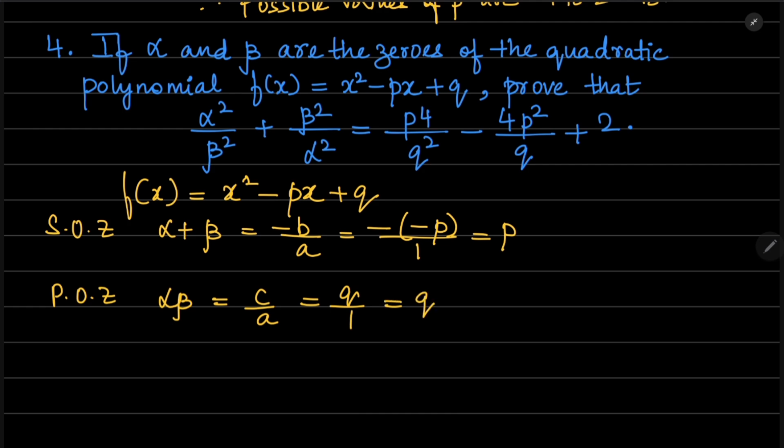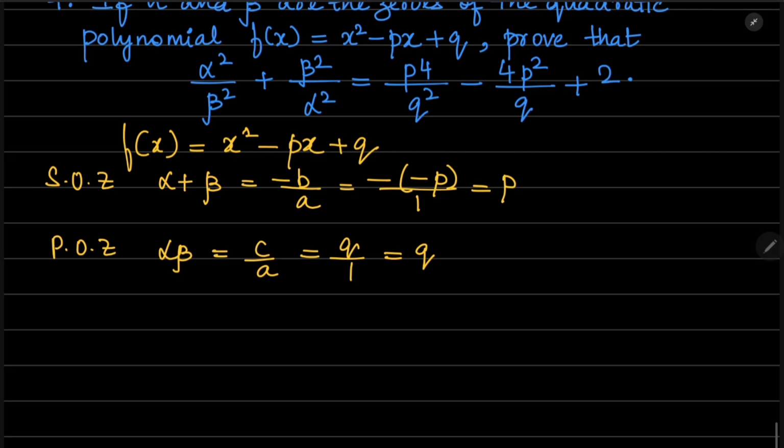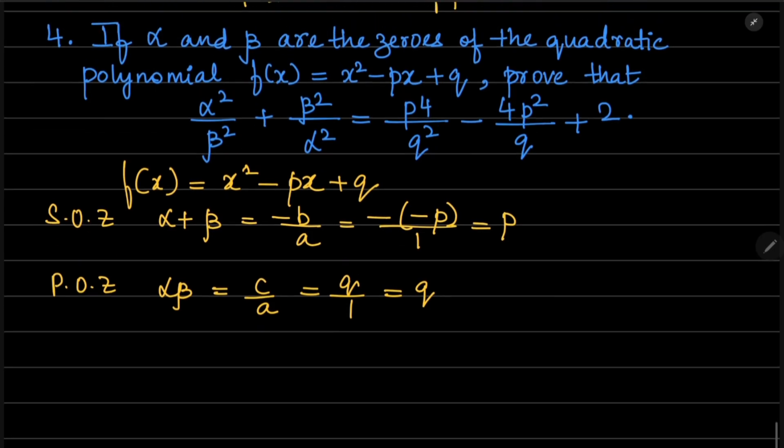Let us take the LHS part, the left hand side part. When you solve, you will be getting the RHS. Let us take the LHS, nothing else. From the given polynomial, you have found out the sum of the zeros using the formula alpha plus beta equal to minus b by a.